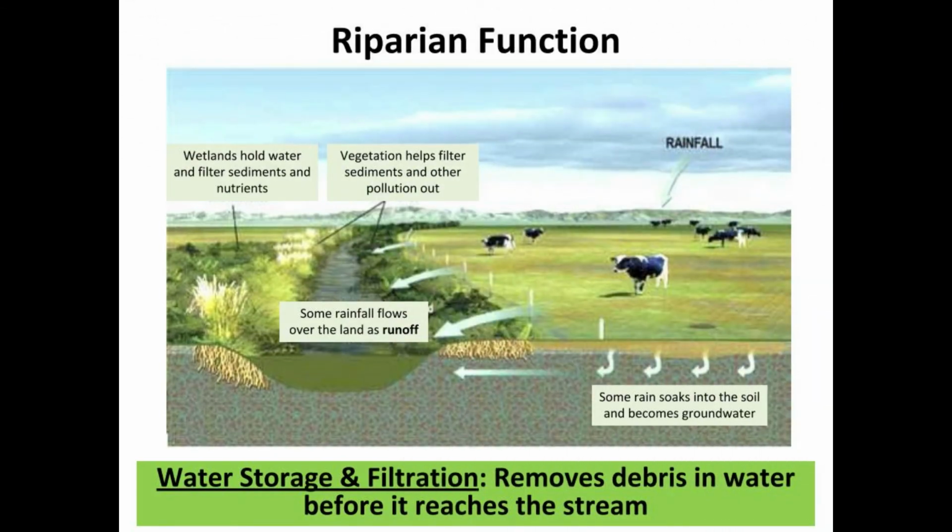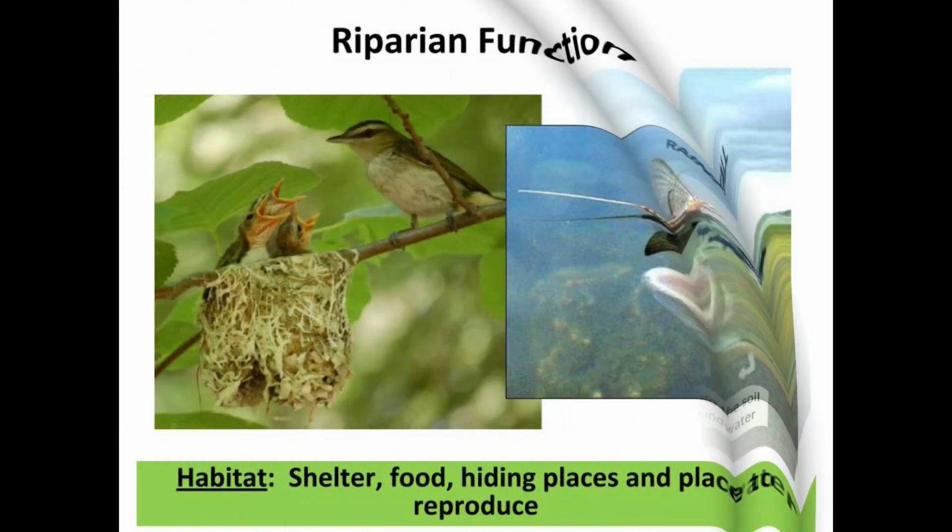The next important function or job that a healthy riparian area provides is water storage and filtration. When water is able to infiltrate into the ground, it can stay in the soil until the dry season, when that water is slowly released back into the water body. As the water infiltrates into the ground, the soil is able to filter or clean that water, helping to keep rivers, lakes, and streams healthier.